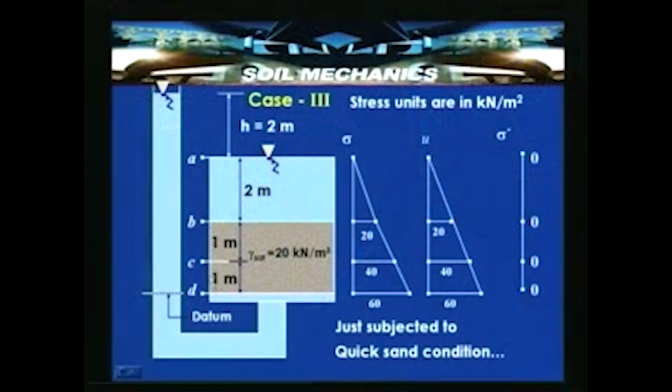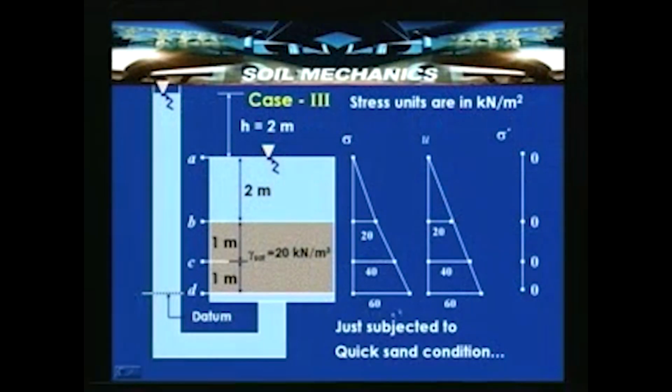Now, if you look at this condition, H is equal to 2 meters, case 3 where the hydraulic gradient is equal to 1, the total stress remains the same, and the pore water pressure at this particular point is 2 plus 2 plus 2, 6, and 6 into 10 is 60 kilonewton per meter square, and here it is 40 and here it is 20.